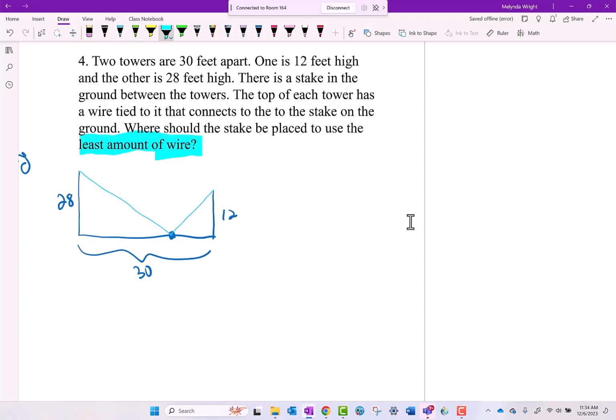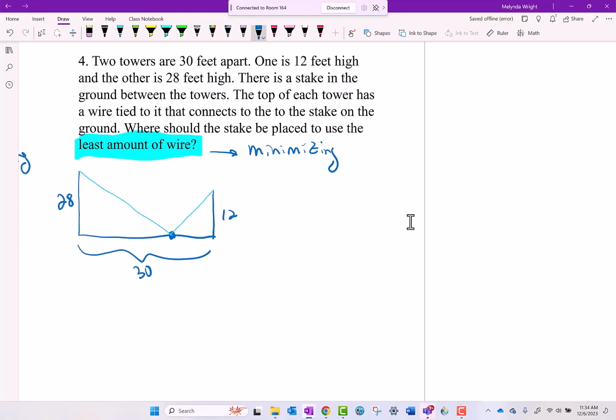Least amount of wire. Are we maximizing or are we minimizing? We are minimizing. Okay? And we're minimizing the length of the wire. This light blue, we're minimizing that light blue surface.